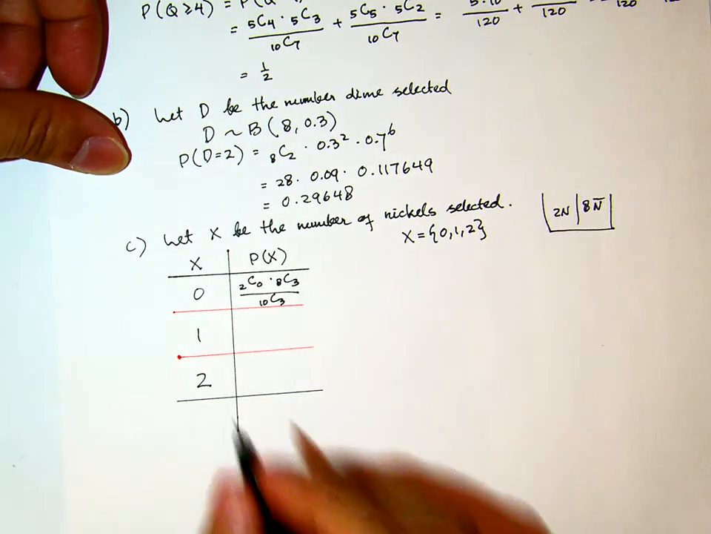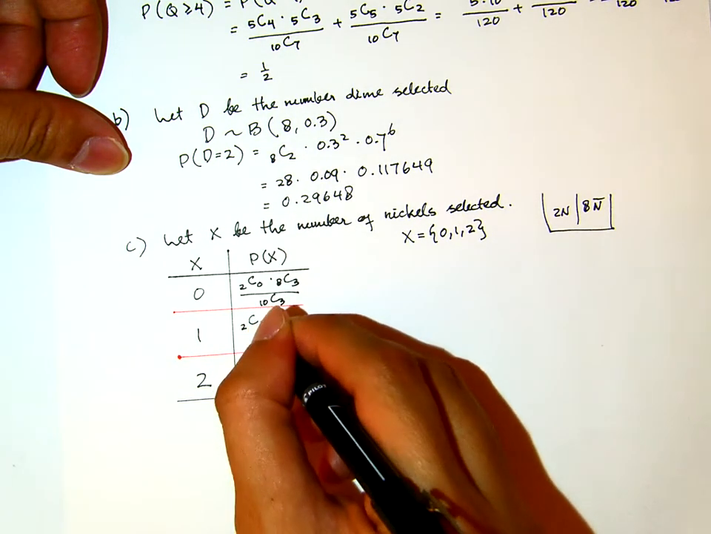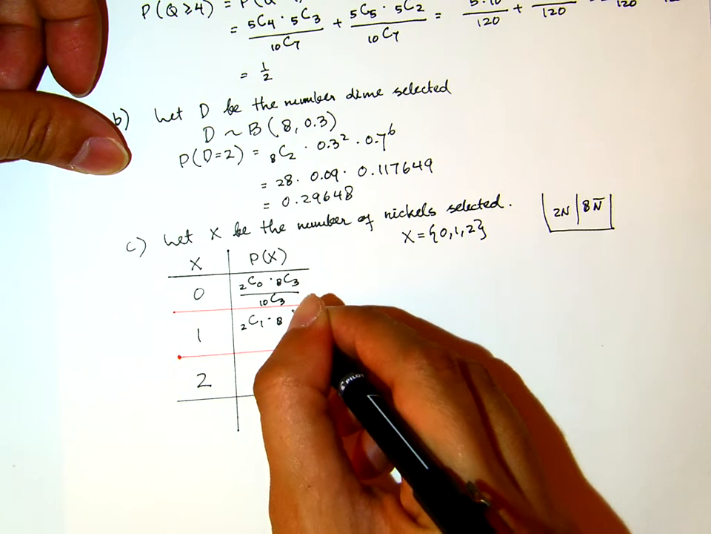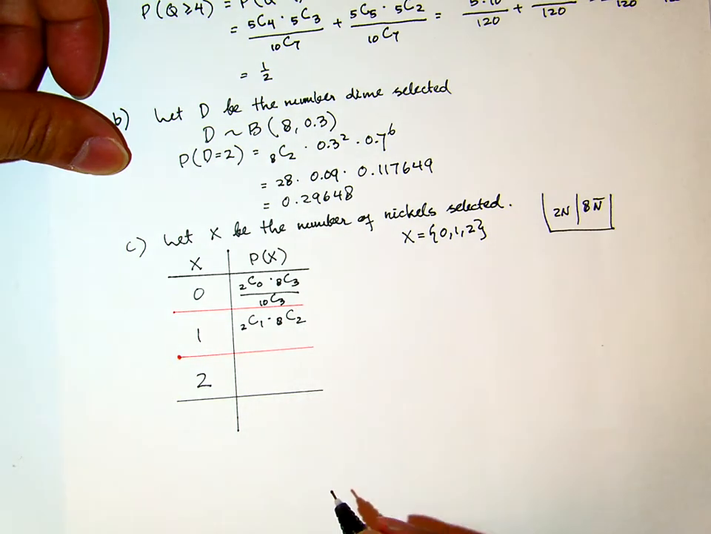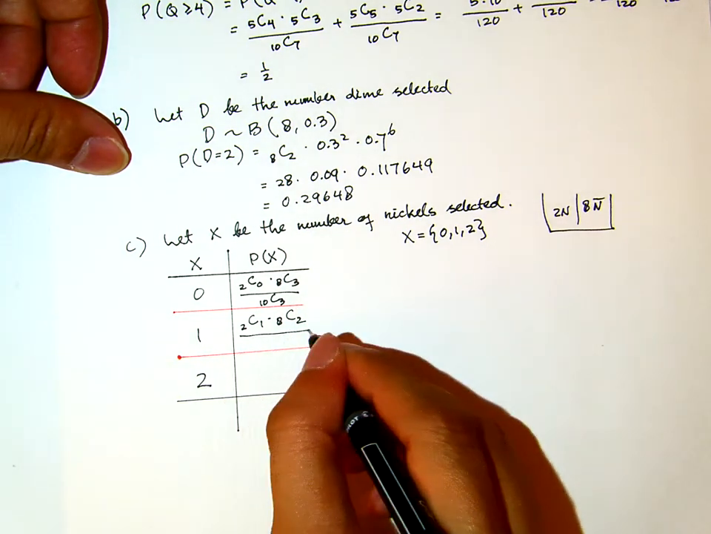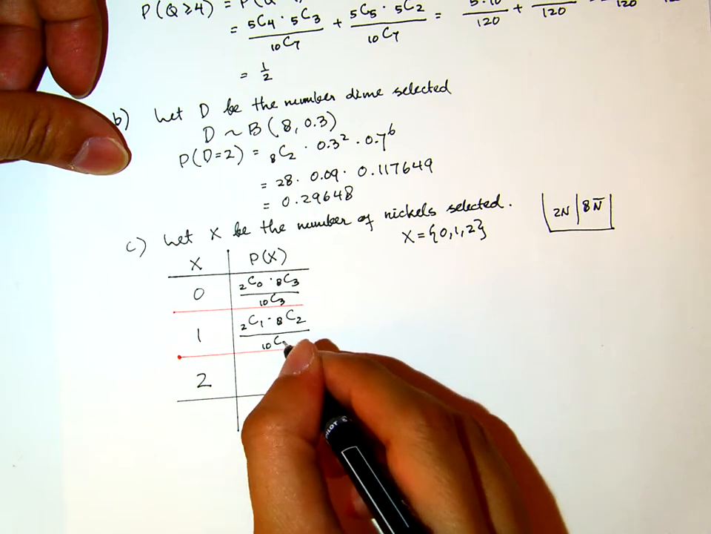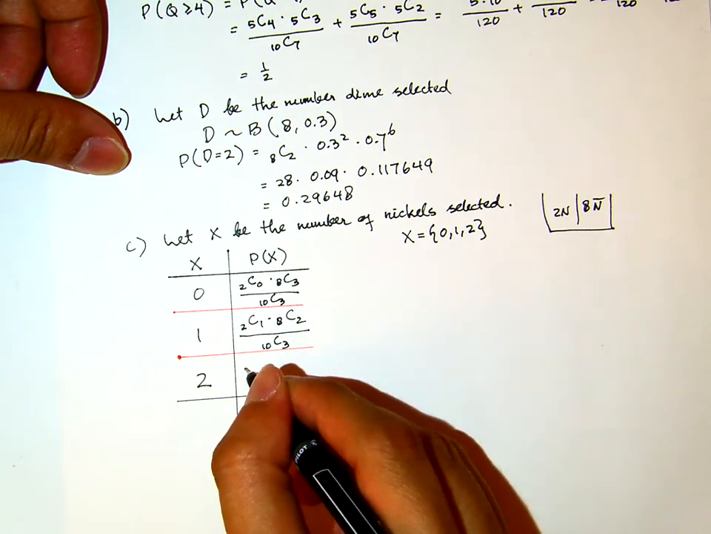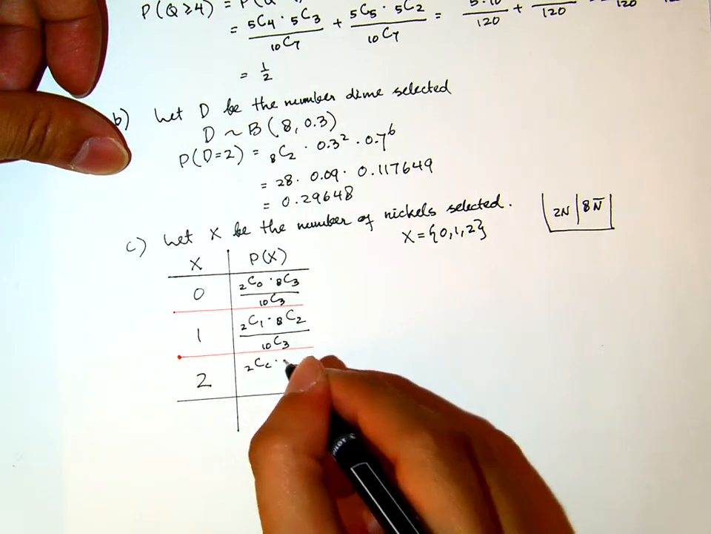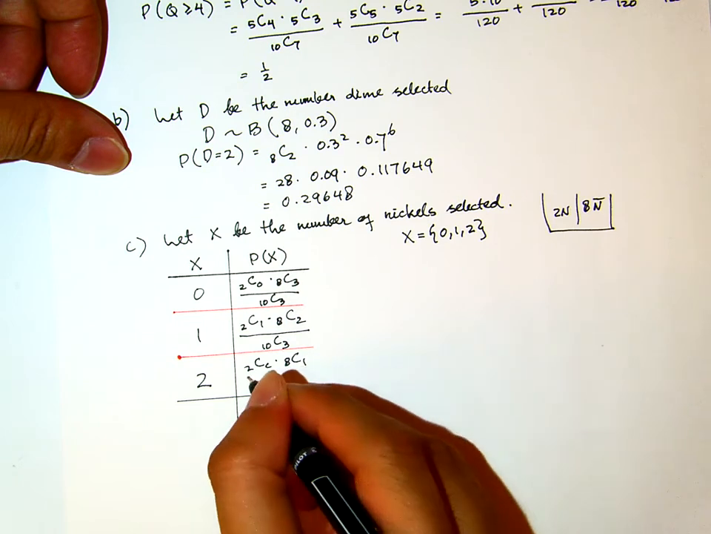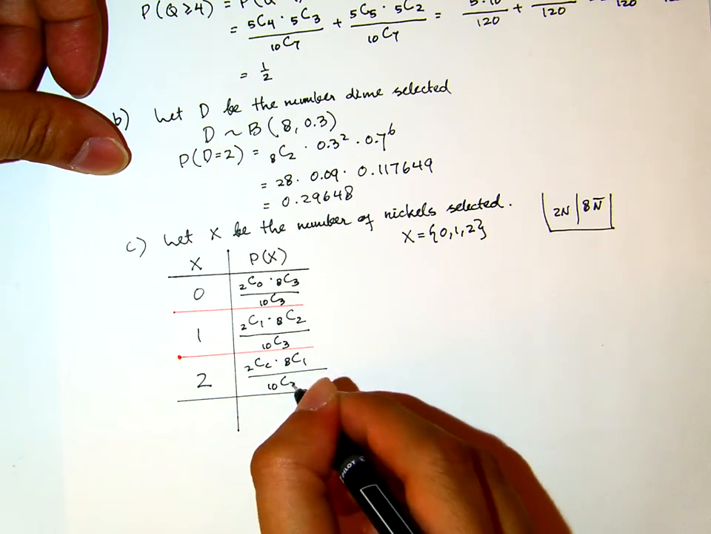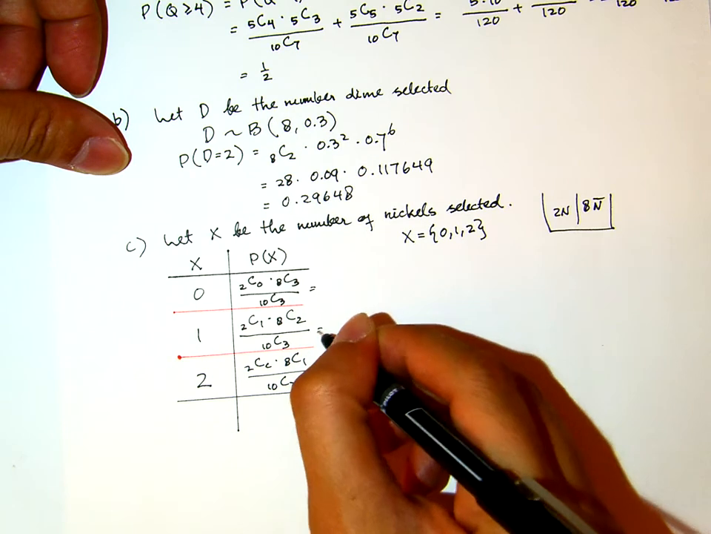Now, to have 1 nickel means from those 2 you choose 1 of them. From those 8 non-nickels you choose 2 non-nickels, right? Over the total of 10 coins you choose 3. And now lastly, to have 2 nickels, you choose 2 times 8 choose 1, over 10 choose 3. Let's compute each one of them.